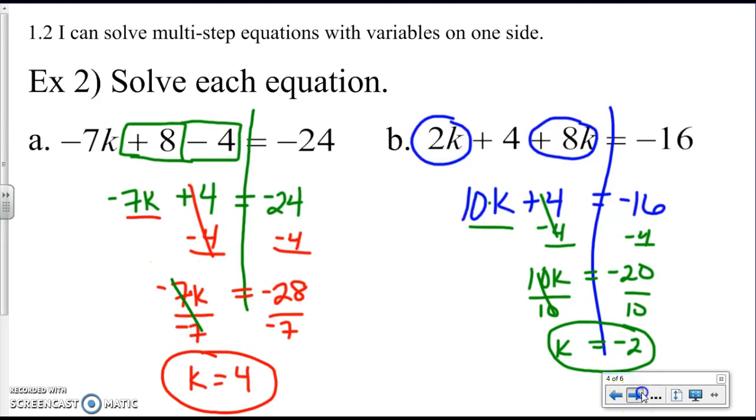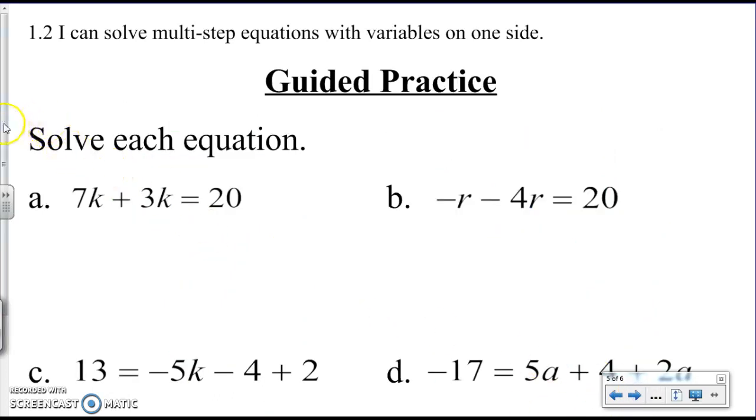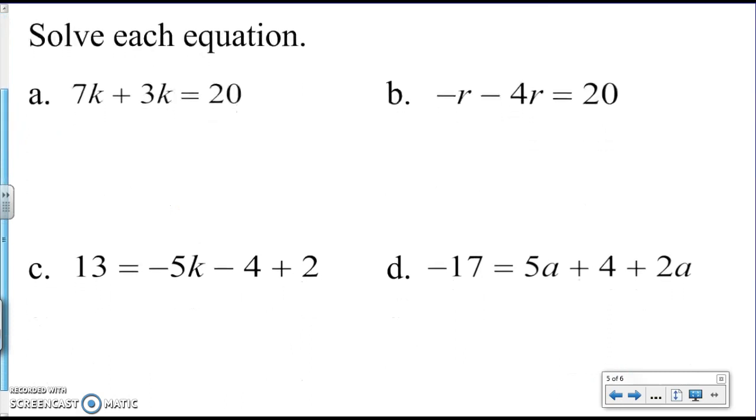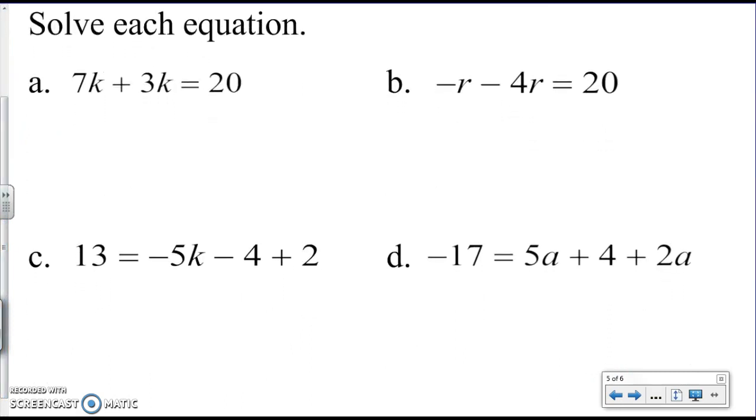Okay, so those are our examples for today. I want you to go ahead and try these 4 problems. When you are finished, have them checked, and then you will get your homework. If you have any questions, pause the video, raise your hand, ask a question. I will come help you out.